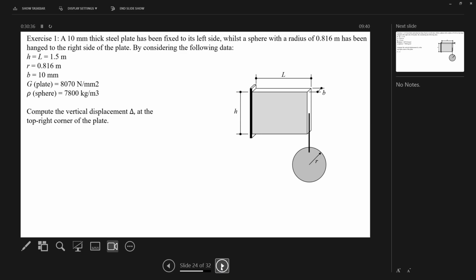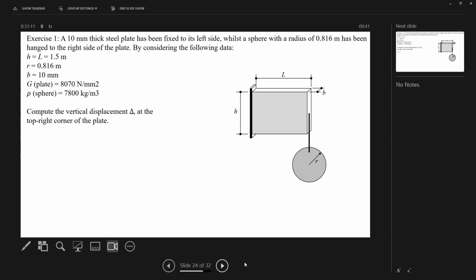Right, and the sphere, we've got rho. Rho means density, is 7,800 kilograms per cubic meter. Compute the vertical displacement at the top right corner of the plate. We're going to ignore the elongation of that rod, we've not been given any information about that rod. We're only looking at the shear movement of that. That's all we're going to do. We'll give that a wee shot just now.